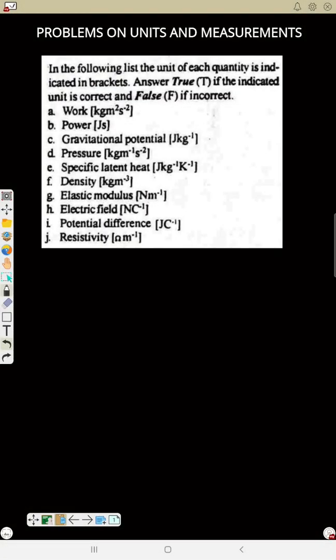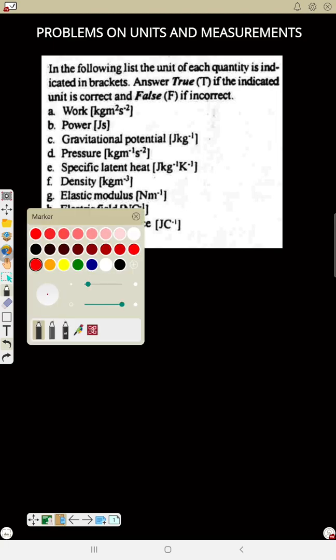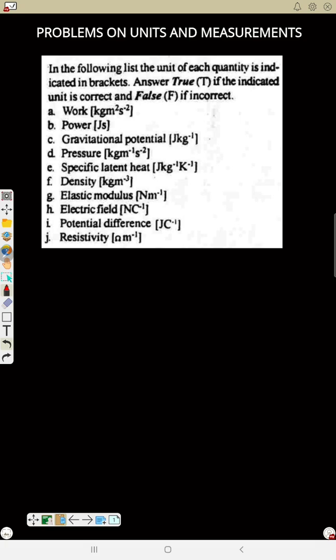Now this is another question. In the following list, the unit of each quantity is indicated in brackets. Answer true if the indicated unit is correct, and false if it is incorrect. A. Work. So the A part, work is equal to force times displacement. And what is force? As in work done is force times displacement, or force times perpendicular distance.